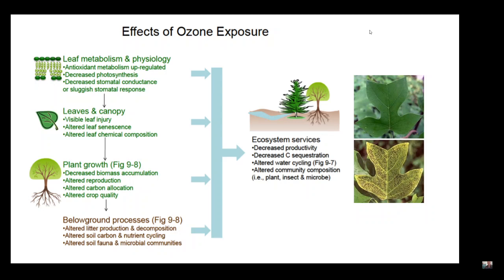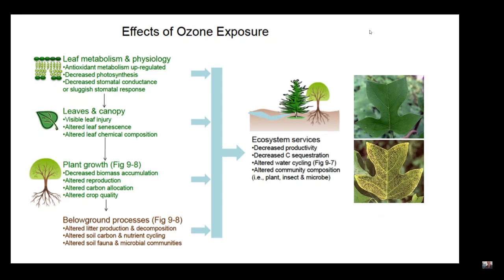But first off, through leaf metabolism and physiology, antioxidant metabolism is unregulated, right? There's decreased photosynthesis, decreased stomatal conductance, or sluggish stomatal response. Even at the physiological level, at the very basics, it really stops photosynthesis and breaks down those cells.